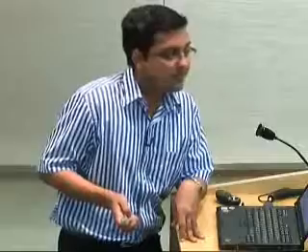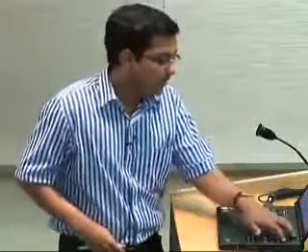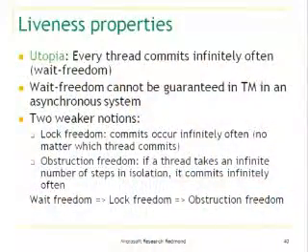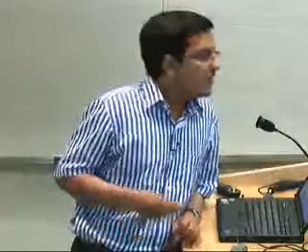So even though it's obstruction freedom, it does not go to the second level, which is lock freedom, which says that commits occur infinitely often. So that's why TMs do this on the fly. Depending upon the contention, they choose some particular contention manager and some liveness property they want to satisfy.